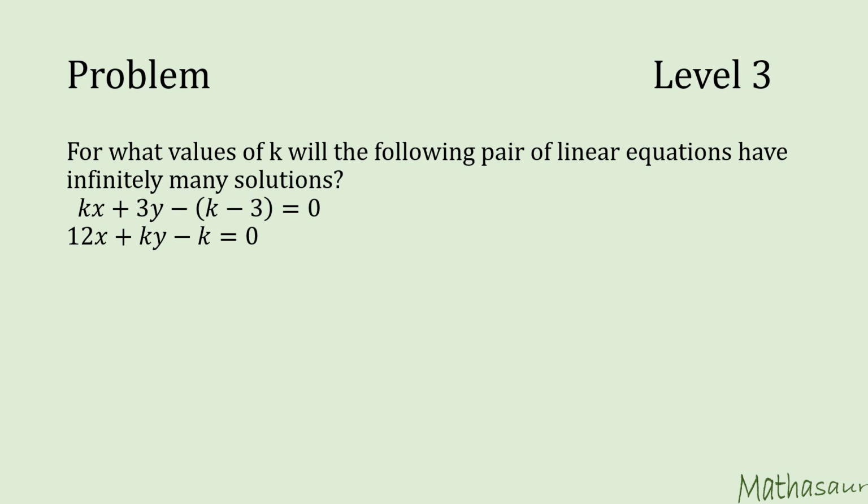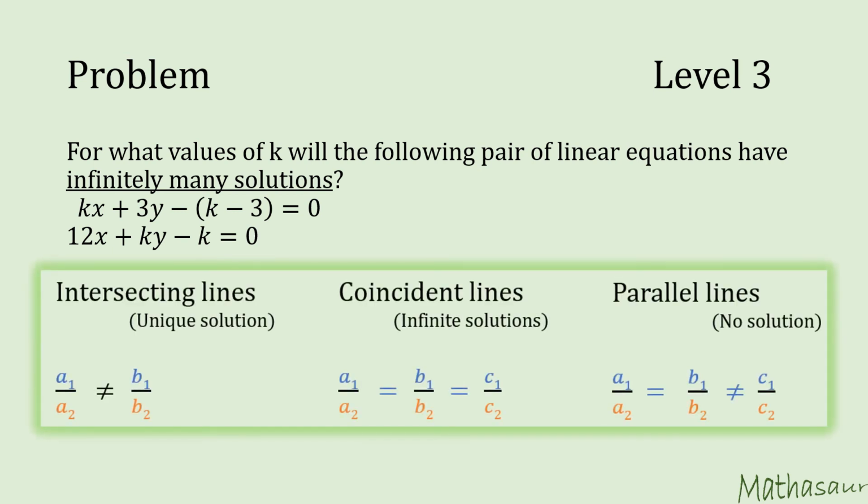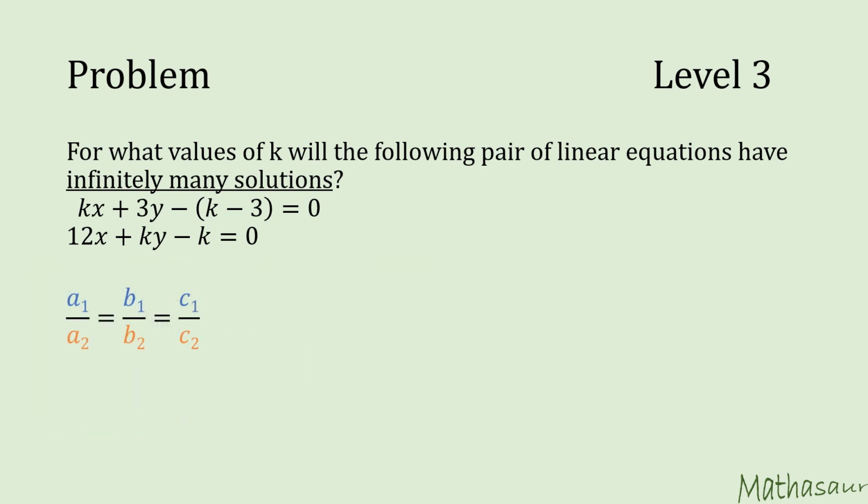For what values of k will the following pair of linear equations have infinitely many solutions? Now we are given two equations and we do not have to solve for x and y. But do we know any algebraic method to identify infinitely many solutions? Recall from the last class that we saw conditions on the coefficients a, b and c for infinite solutions. So let us take a1 by a2 equals b1 by b2 equals c1 by c2 and apply it here. Let us substitute the values and pick any two pairs here.